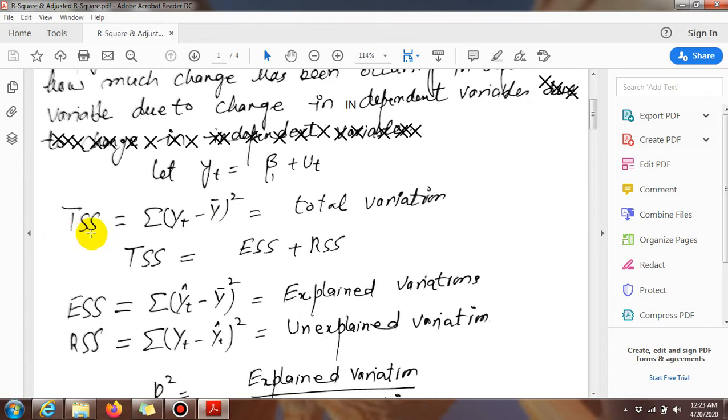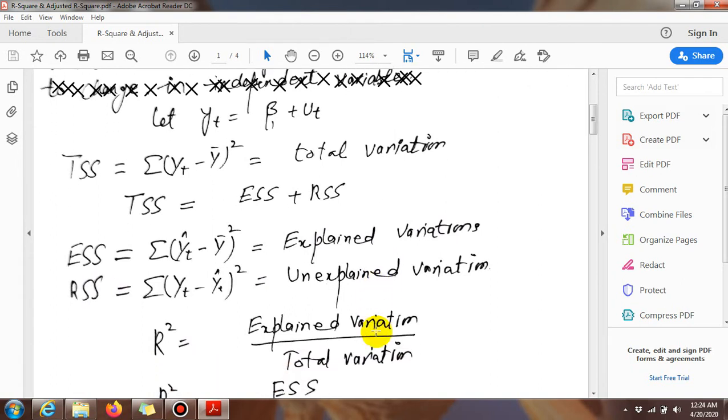TSS, the total sum of square, is equal to summation of (yt minus y bar) square. This is called the total variation. Okay, TSS is equal to ESS plus RSS. ESS is the explained variation, and RSS is the unexplained variation, and you are very familiar with RSS now, the residual sum of square.